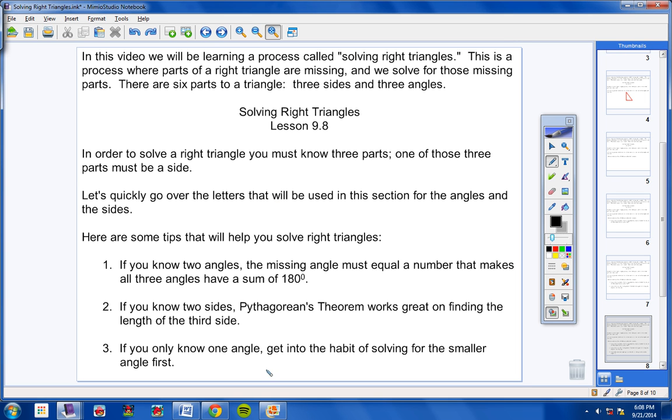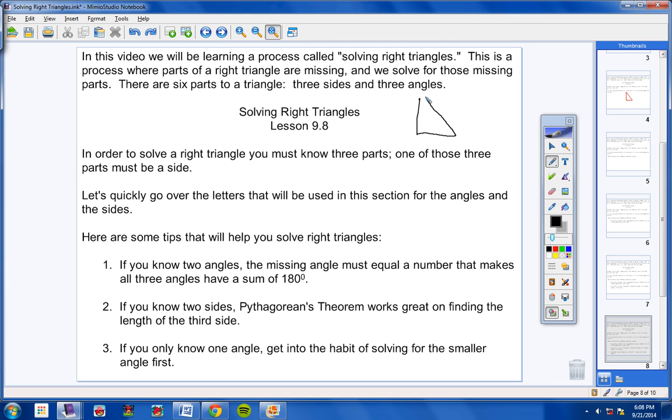if you only know one angle, get into the habit, this is so important, students, please listen. Get into the habit of solving for the smaller angle first, please. If you only know one angle, get into the habit of solving for the smaller angle first. Well, Mr. Earhart, how do we know which angle is smaller if we're missing two angles? Well, I'm glad you asked, okay? Take some notes on this, okay?